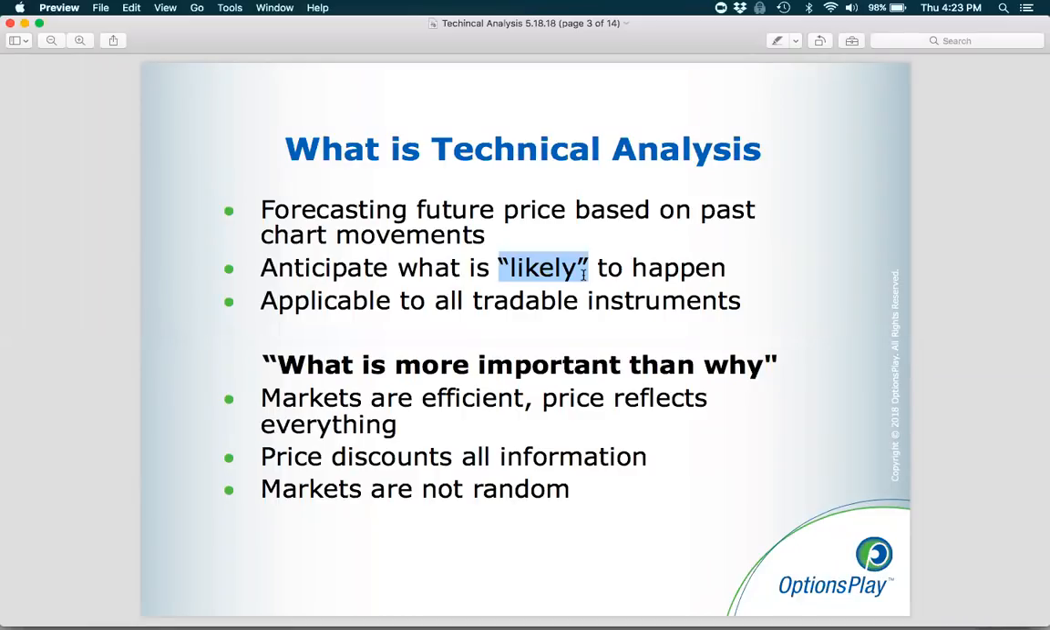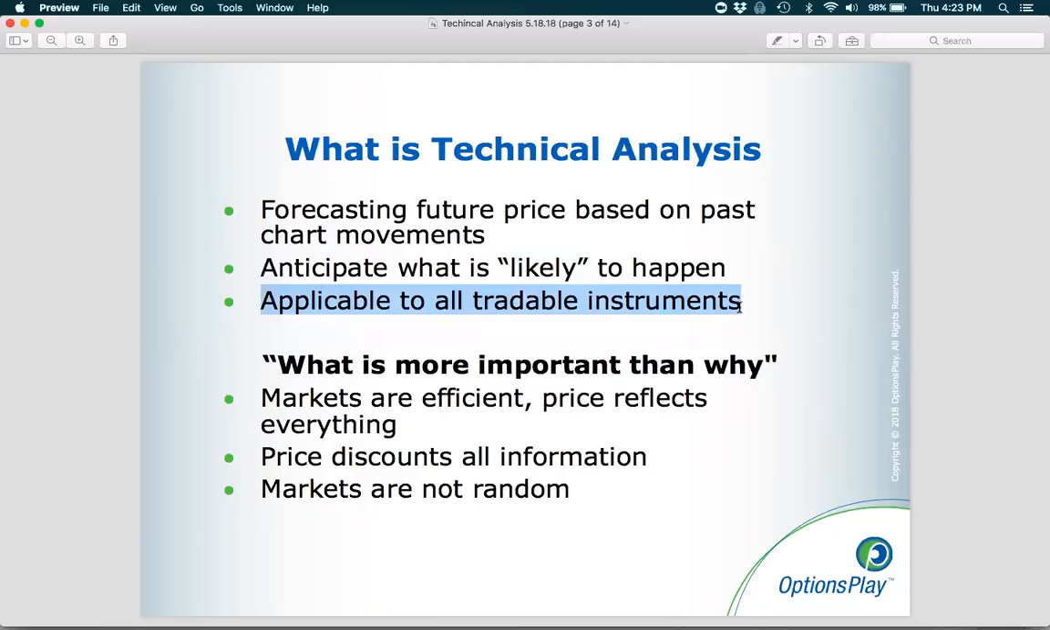But most importantly, what's the best part about technical analysis, in my opinion, is that it's applicable to all tradable instruments. So meaning you can use the same type of analysis for stocks, for ETFs, for commodities, for futures, for treasuries, for bonds, for whatever thing that you can chart, you can take technical analysis and apply it to, which cannot be said for fundamental analysis.